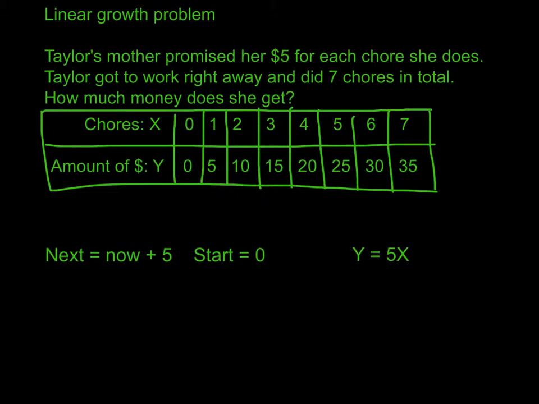So here's our table with x as chores and y as amount of money. Then we have 0 through 7 for the amount of chores she did for x, and the multiples of 5 for y. Our next-now equation is next equals now plus 5. The start is 0, and then our equation is y equals 5x.